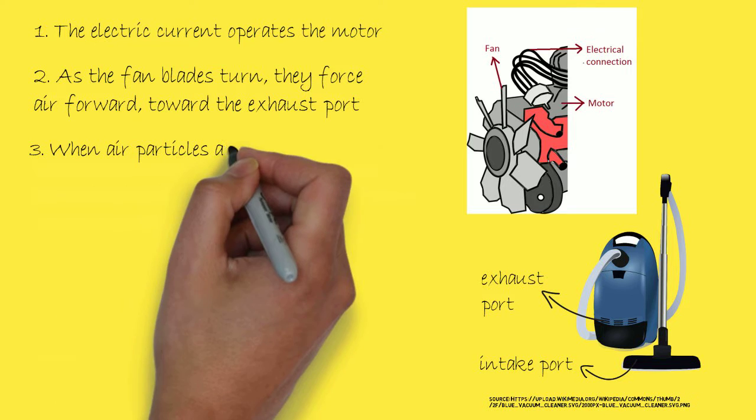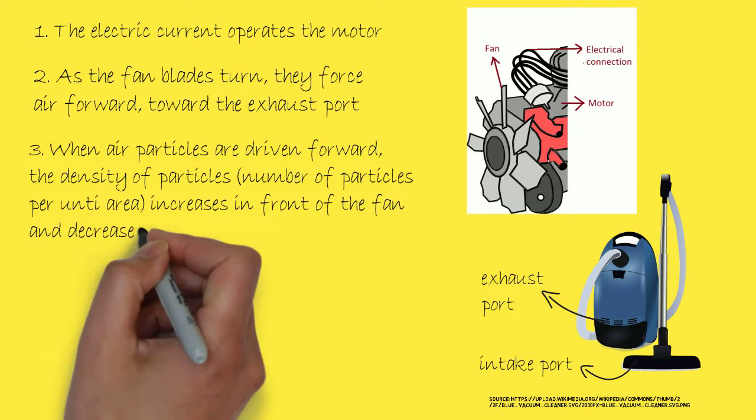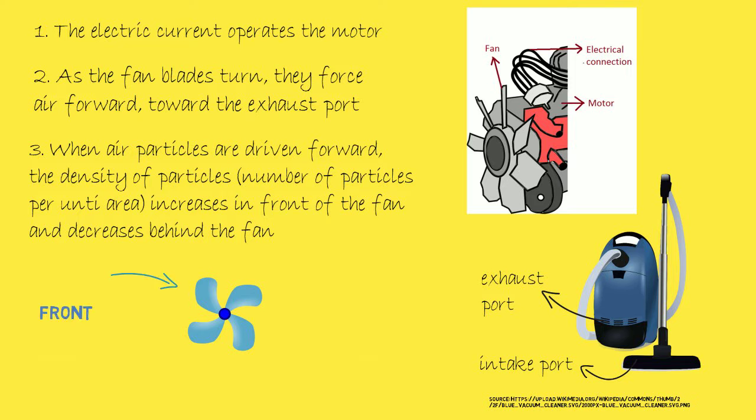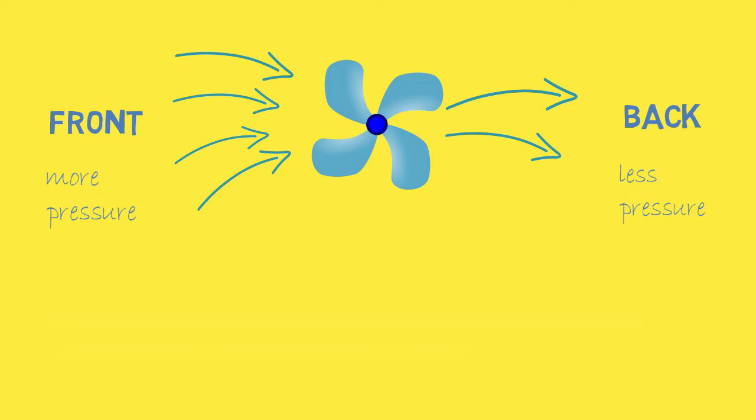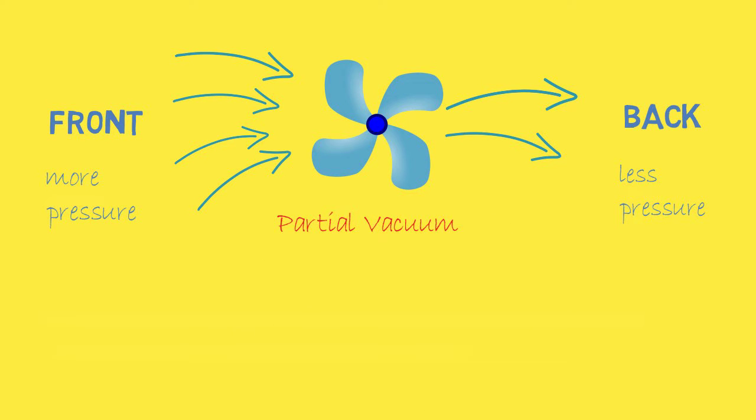When air particles are driven forward, the density of particles and therefore the air pressure increases in front of the fan and decreases behind the fan. This pressure drop behind the fan is just like the pressure drop in the straw when you sip from your drink. The pressure level in the area behind the fan drops below the pressure level outside the vacuum cleaner. This creates suction, a partial vacuum, inside the vacuum cleaner.